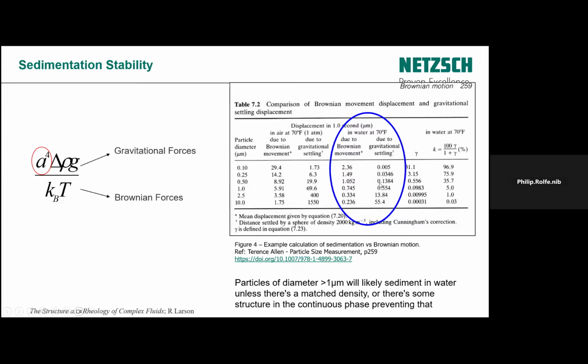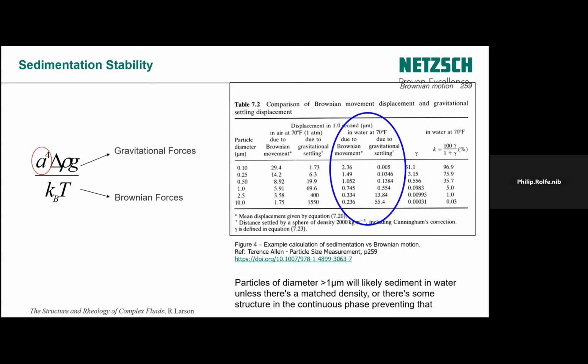So particles above a micron are almost certainly going to sediment unless there's some way of suspending them, right? Smaller particles will sediment very, very slowly, but at 0.25 or less, you probably don't get much sedimentation at all. They're just going to be suspended for a long time by Brownian motion. So if you do have nanometer particles or hundreds of nanometer particles, and you see sedimentation, it's probably because they're agglomerating. You just need to keep them apart, right?